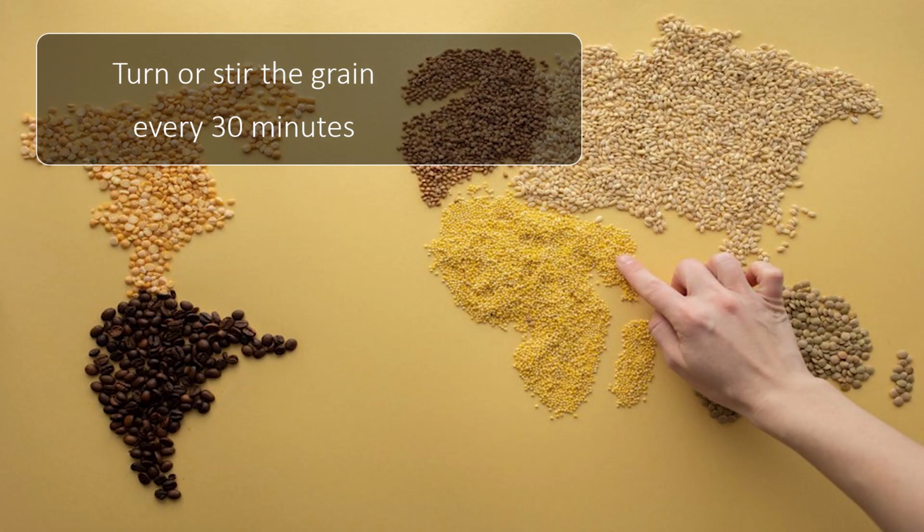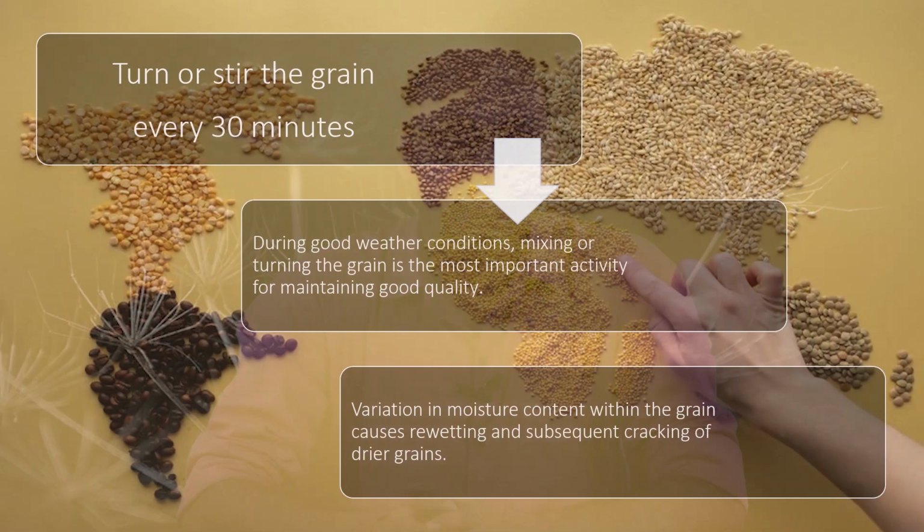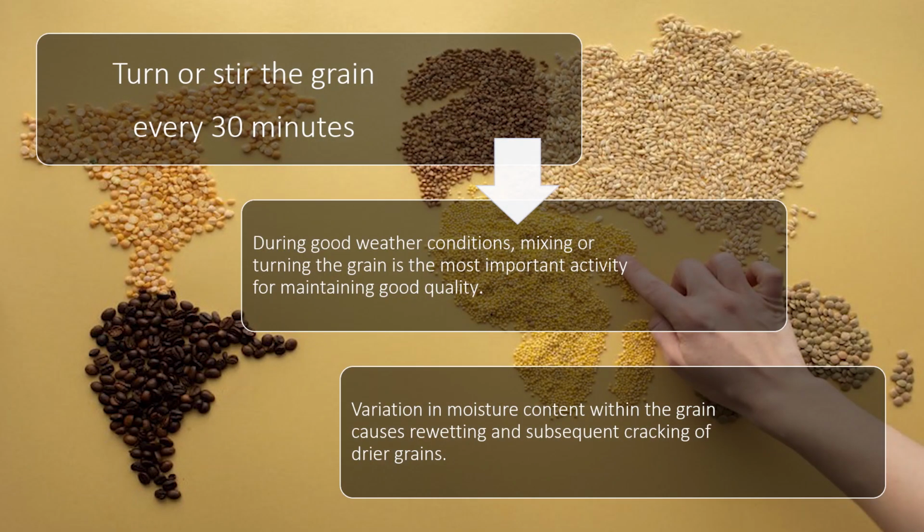Turn or stir the grain over every 30 minutes. During good weather conditions, mixing or turning the grains is the most important activity for maintaining good quality. Again I am saying it's not a very new exercise. People have been using this practice for a very long time. The variation in the moisture content within the grain causes re-wetting and subsequent cracking of dried grains.